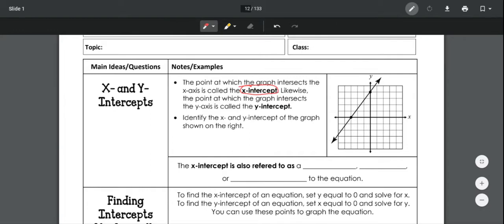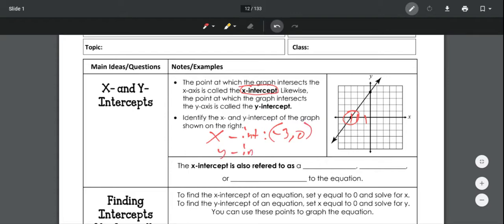The x-intercept is where the line intersects the x-axis. If you look at this line here, whatever that coordinate is, that's the x-intercept. So if we look at this one, the x-intercept would be negative 1, 2, 3. So it would be negative 3, 0.